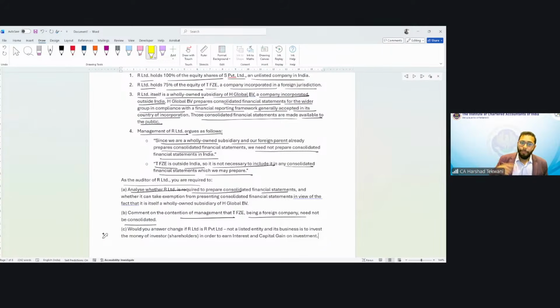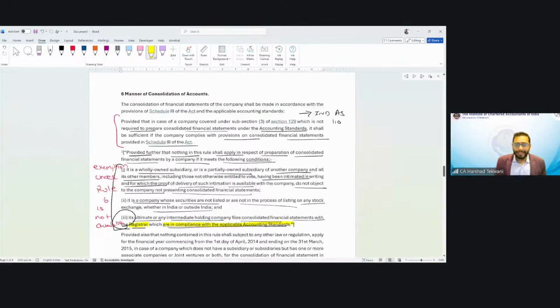Okay. Now let's go back and understand Rule 6 for that. What does Rule 6 say? Provided, in the case of a company covered under subsection 3 of 129, that means a company which has one or more subsidiaries. Now 129(3) talks about where a company has one or more subsidiaries, and they are required, in addition to the financial statement that they are required to prepare, to prepare a consolidated financial statement of the company and all the subsidiaries in the same form, to be laid before the members.